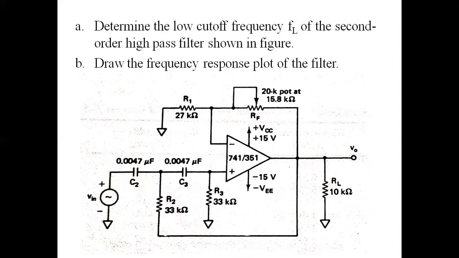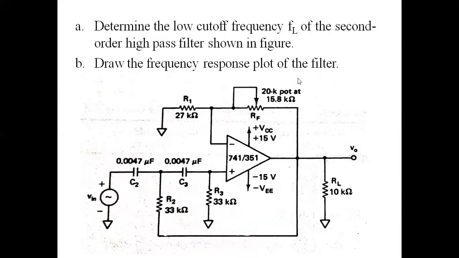So similarly, now we'll go for another example with a second order high pass filter. Okay, that has been shown in the figure. Now the question is: determine the low cutoff frequency, that is FL, of the second order high pass filter. Just now we calculated for the second order low pass filter. Now they have given a second order high pass filter. Draw and plot the frequency response of the filter.